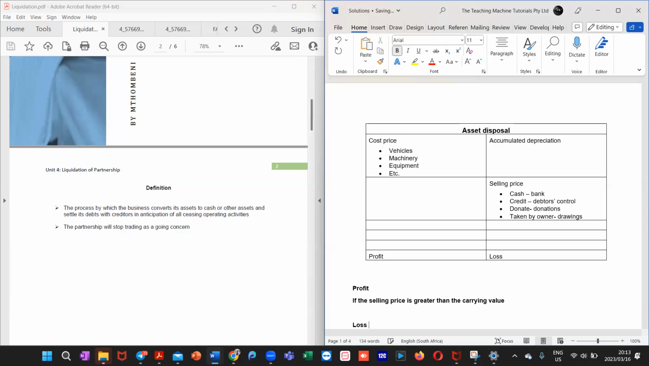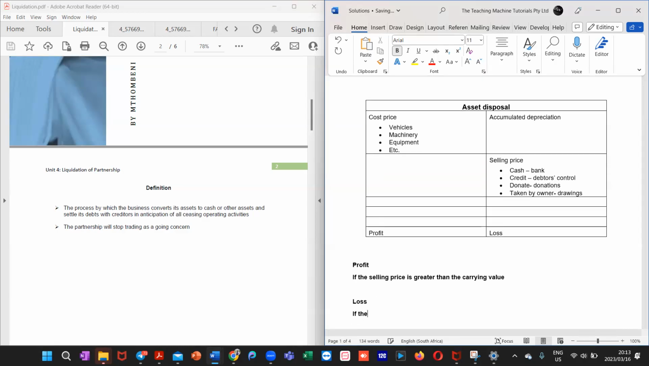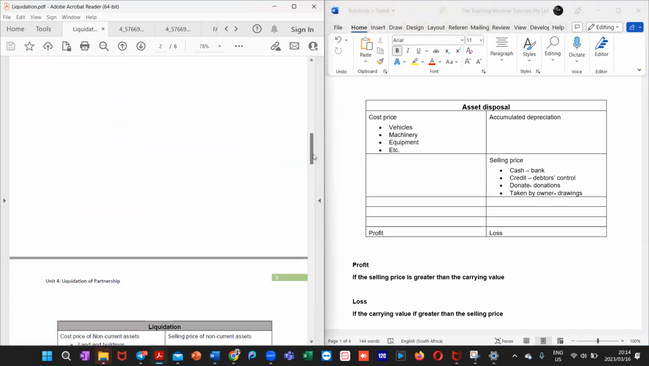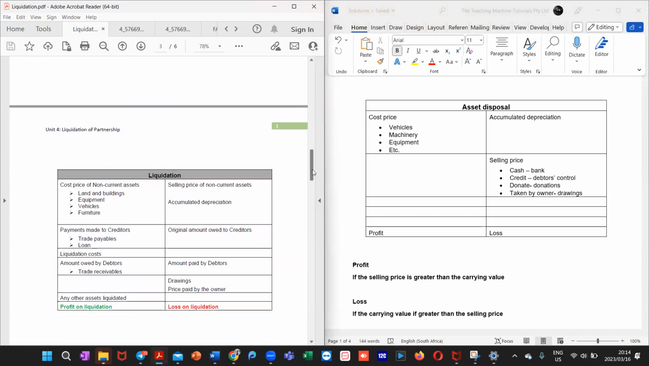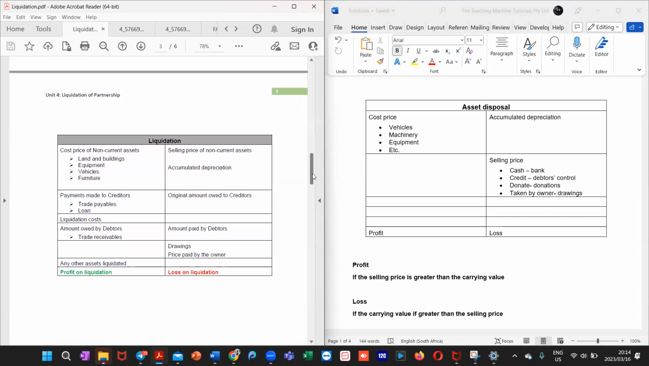When does the business suffer a loss? If the carrying value, the value of your car, is greater than the selling price. Your car is worth 50,000, you decide to sell it for 30,000. You have suffered a loss. Now let's look at the examples of liquidation from past papers, examinations and assignments.